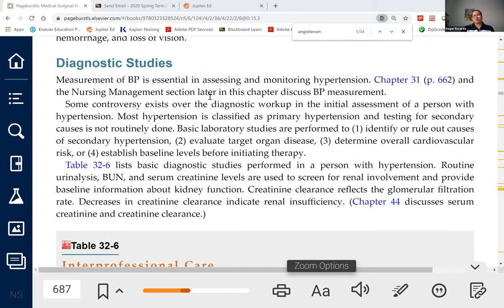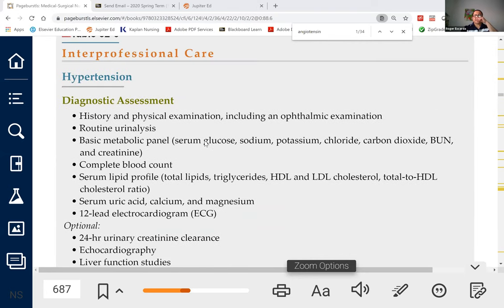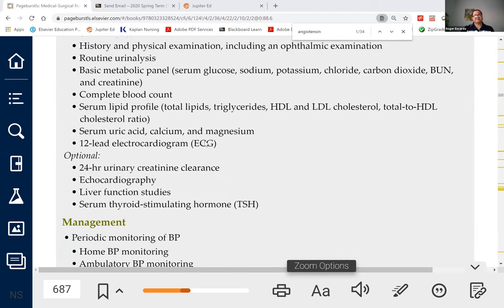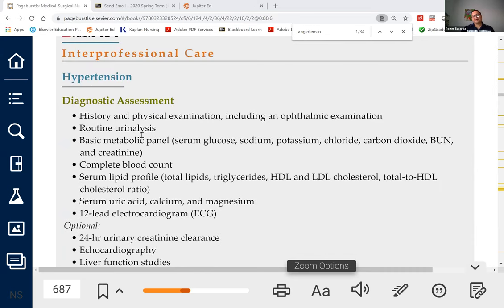As already mentioned, there is no blood test to diagnose hypertension. So this is diagnosed clinically. We have to measure your blood pressure. So it's done by clinical examination, clinical assessment.